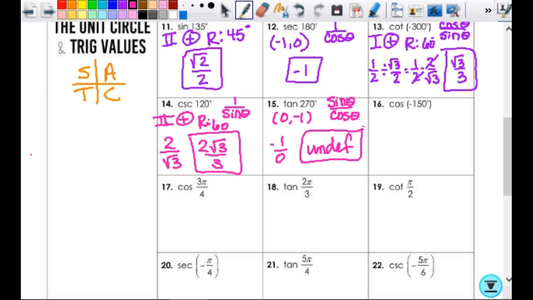Negative 150 is what quadrant? Third, okay. So I'm in quadrant 3. Is cosine positive or negative then? Negative. And what's my reference angle? 30. So for 30 degrees, your cosine is square root of 3 over 2, and it's negative, so it's just negative square root of 3 over 2.